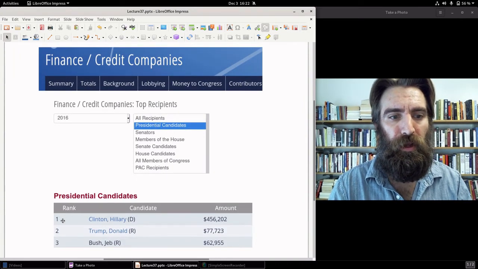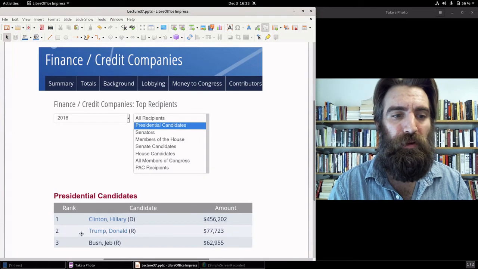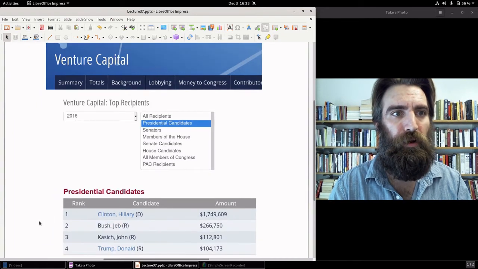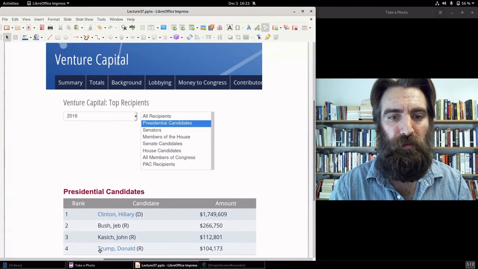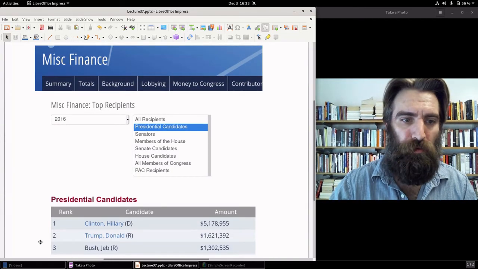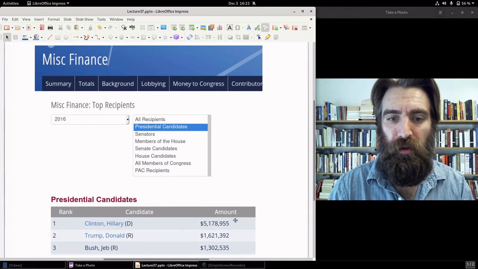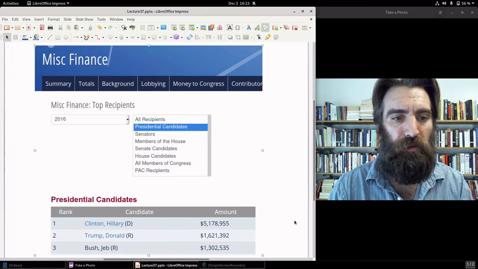Finance and credit companies. Well, Trump made it to number 2 for that one. Venture capital. Trump is number 4. So Hillary just took over, and of course still lost that election.